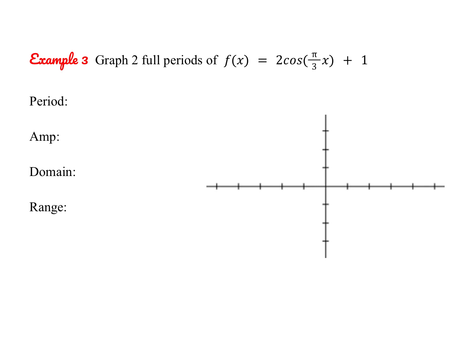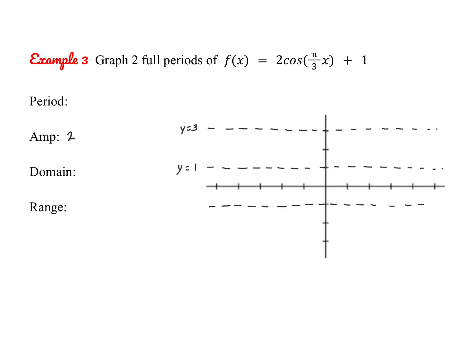All right, let's try another one. For this one, I see that our graph has shifted up 1, so our midline is going to be at +1. And I see that our amplitude is 2, so that means the distance to the maximum is going to be 2. So the maximum is going to be at y equals 3. And then I subtract 2 to find my minimum value. So it's at y equals -1.